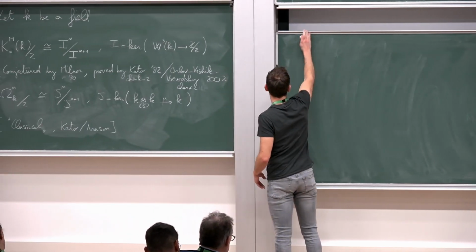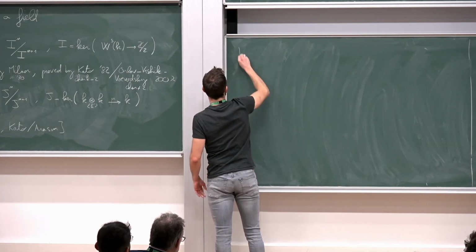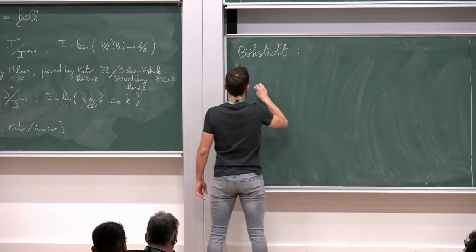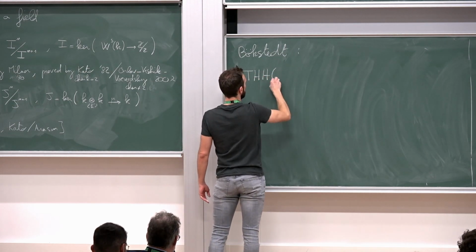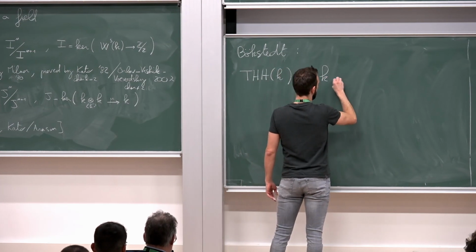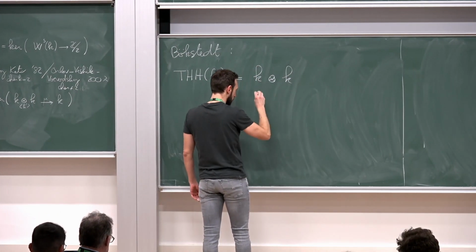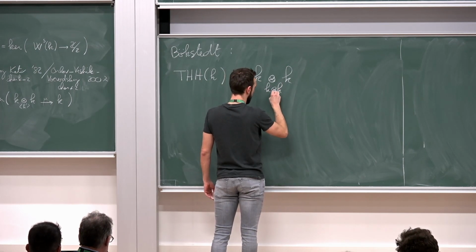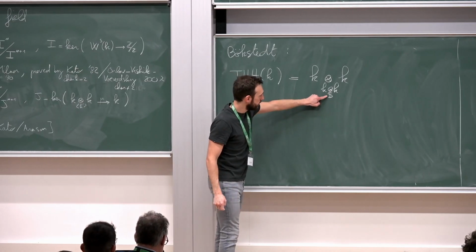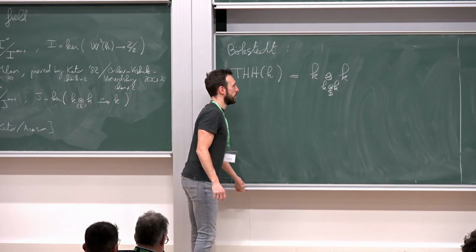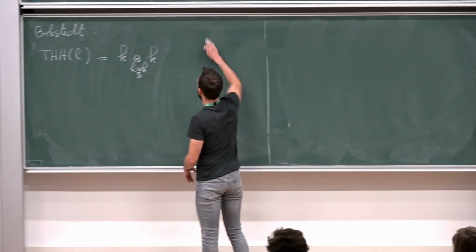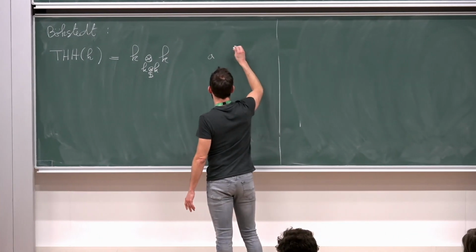I'm going to stick with my field K, and Bökstedt defined topological Hochschild homology of K. For now I can just define it as the tensor product of two copies of K over the enveloping algebra of K. But I'm going to take Eilenberg-MacLane spectra everywhere, and this tensor product here is over the sphere spectrum. Smash them in the category of spectra, and at least for now, this is an E-infinity ring spectrum.